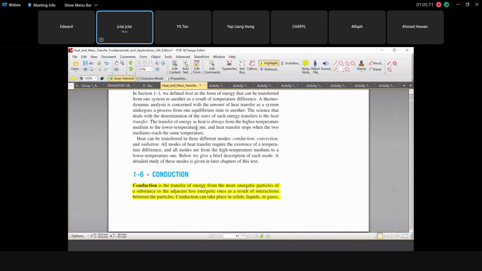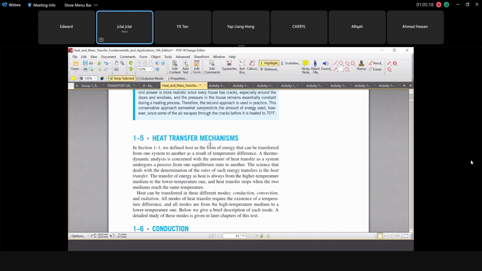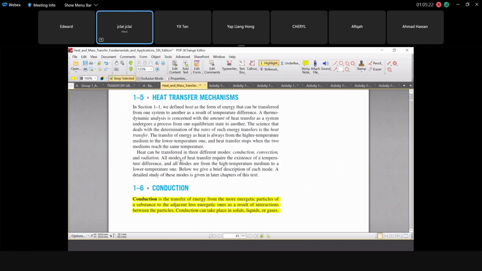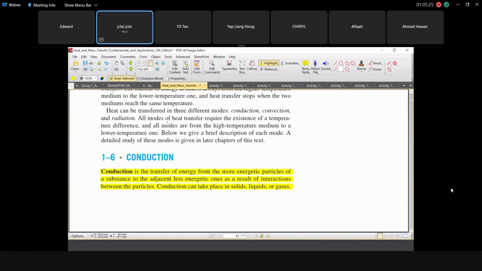So this is one example. You see the heat transfer mechanism. For conduction, you see the highlighted part. Conduction is the transfer of energy from more energetic particles of a substance to the adjacent less energetic ones as a result of interaction between the particles. Conduction can take place in solids, liquids, and gases.